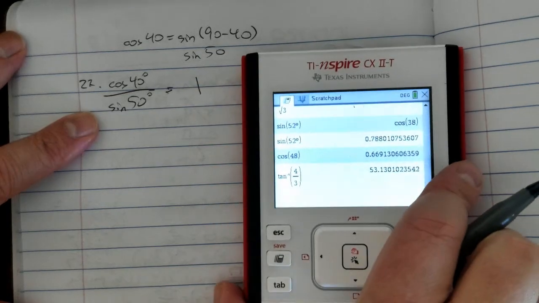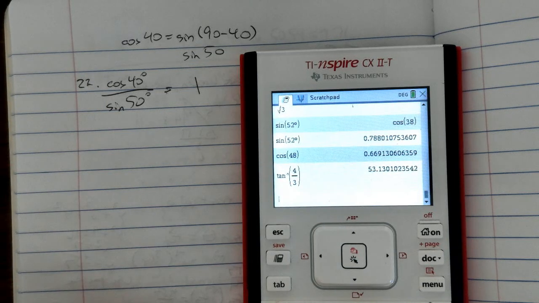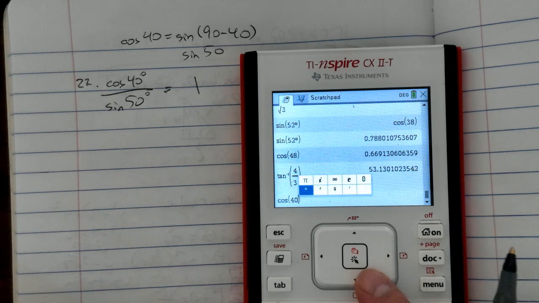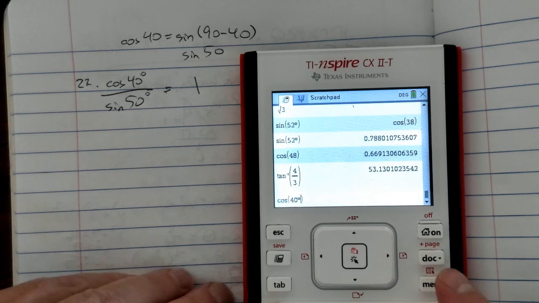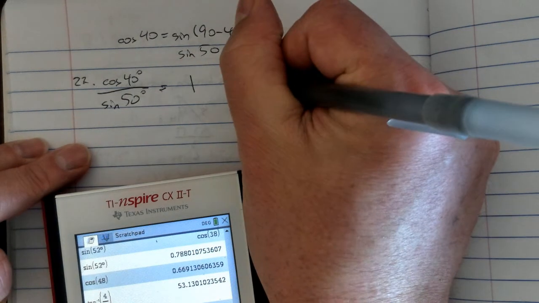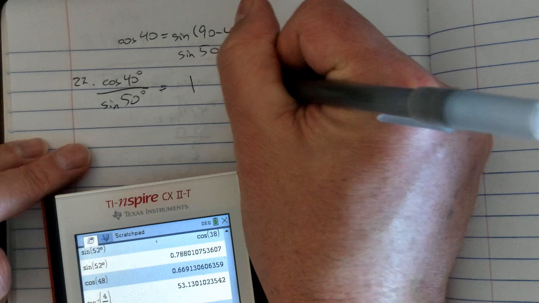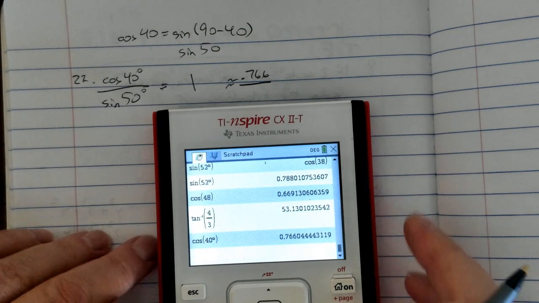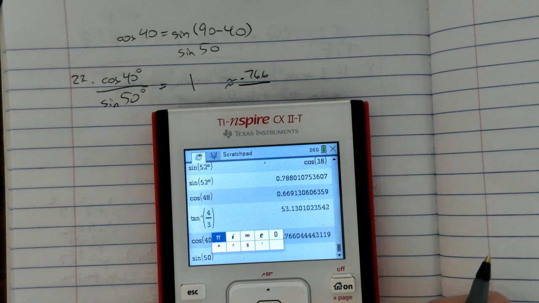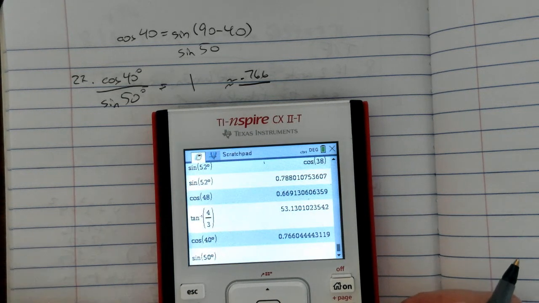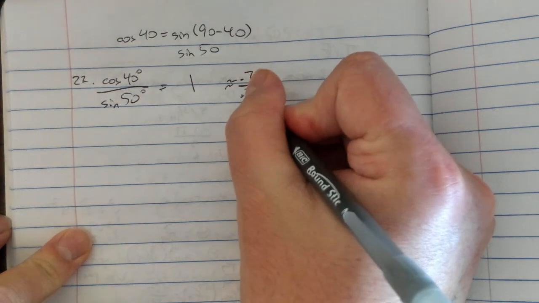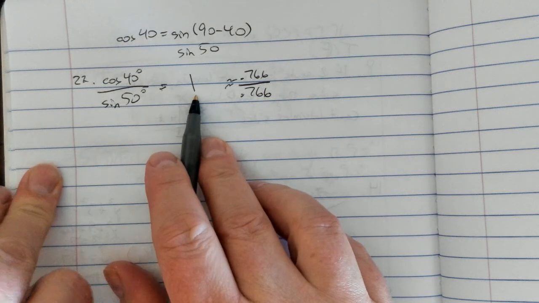Now, if you'd like to write it a little differently, you can. You could say cosine 40 degrees gives us approximately 0.766. And when we do sine 50 degrees, we got the exact same thing. And so this is equal to 1.